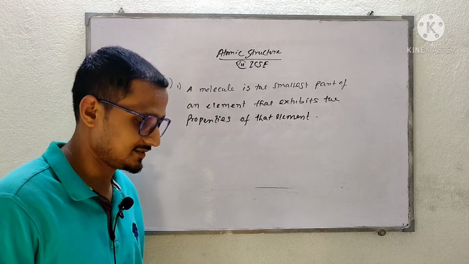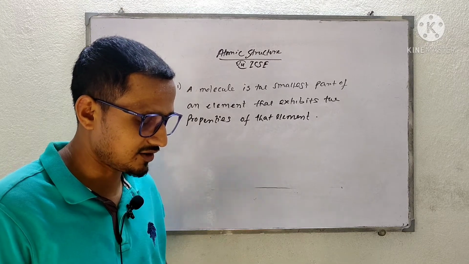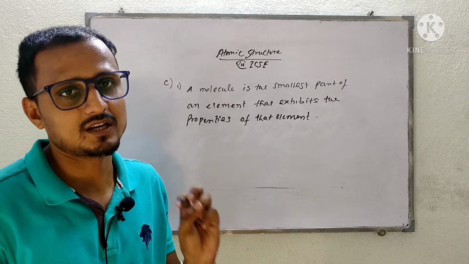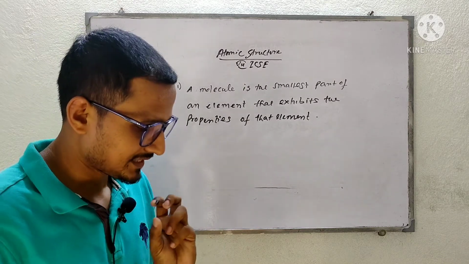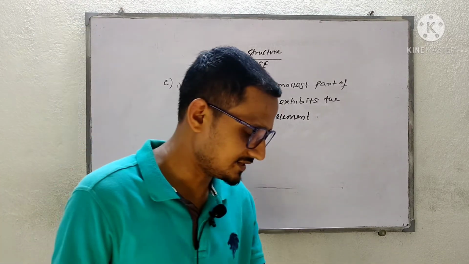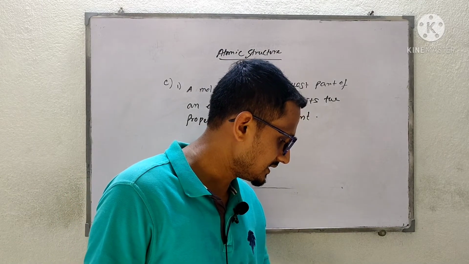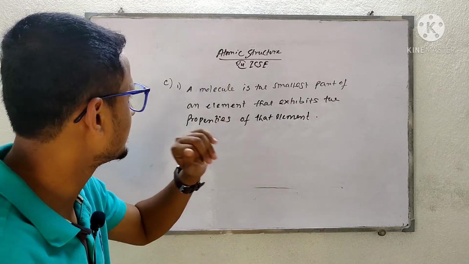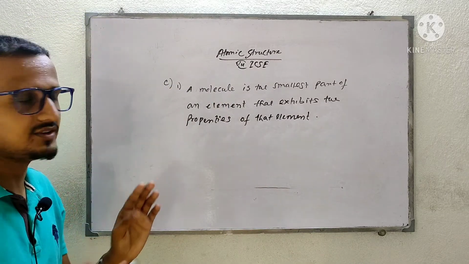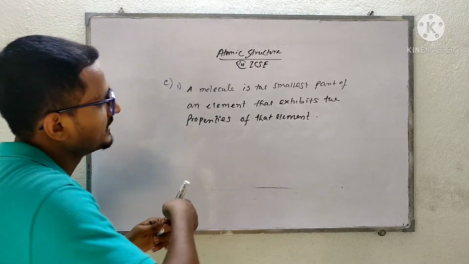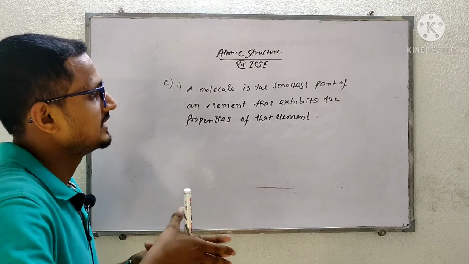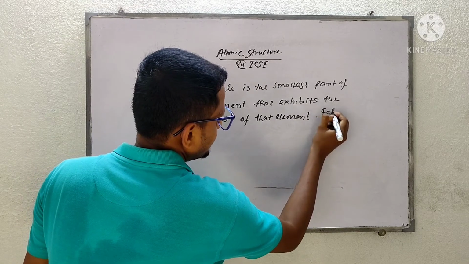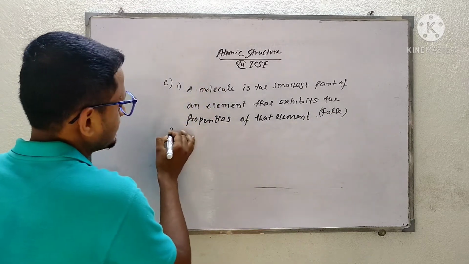So what will be the answer? A molecule is not the smallest part of an element. Atoms are the smallest part of the element and exhibit the properties of the element. So it will be atom, not the molecule. The question is contradictory. It should be: an atom is the smallest part of an element that exhibits the properties of an element. The given statement is false.